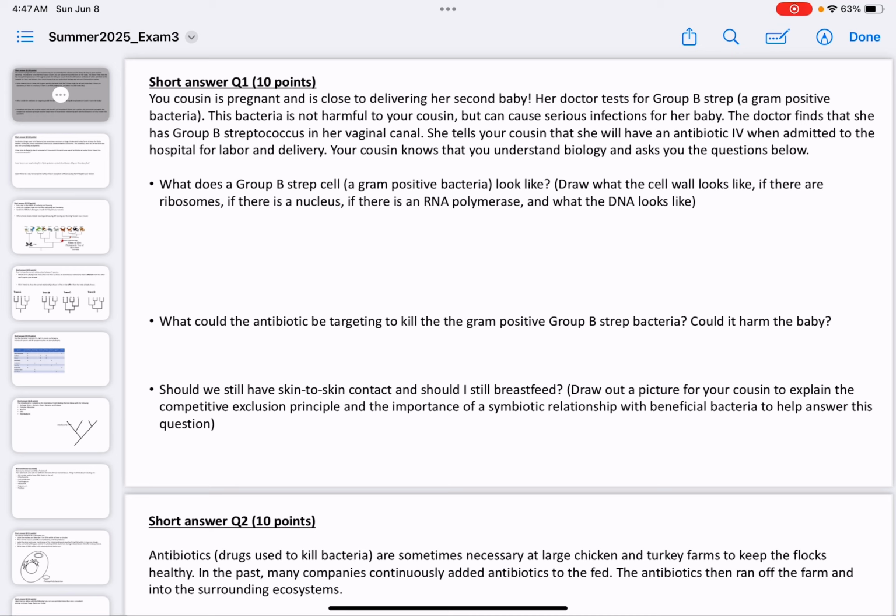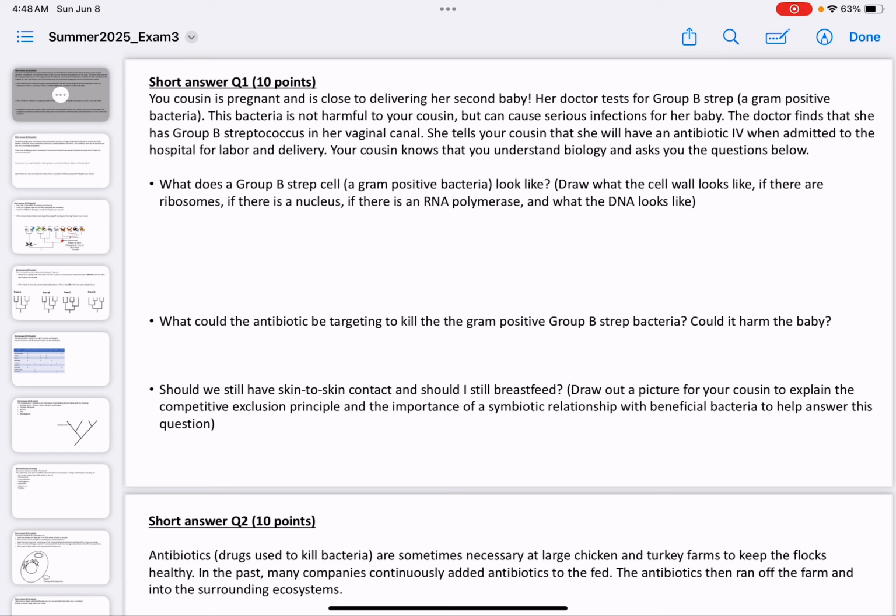Your cousin is pregnant and close to delivery with her second baby, and she seems to have group B strep. This bacteria is not harmful for your cousin, but it can cause serious infections for the baby when the baby's born. The doctor finds that she does have group B strep, and tells your cousin that she will have to have an IV antibiotic administered when she is admitted to the hospital for labor and delivery. Your cousin knows that you understand biology and asks you the questions below.